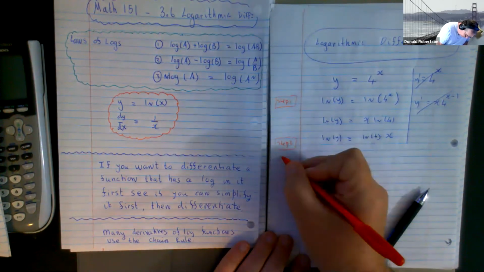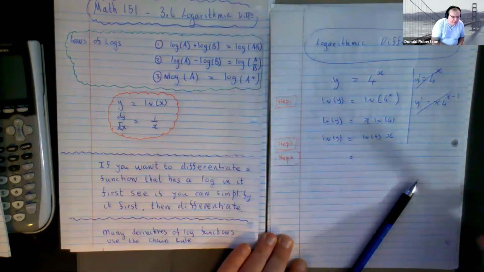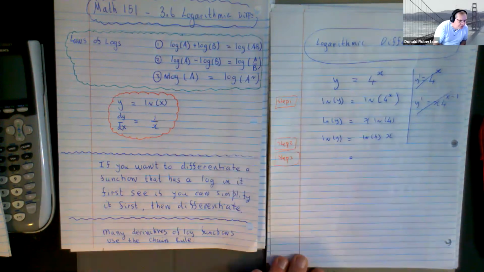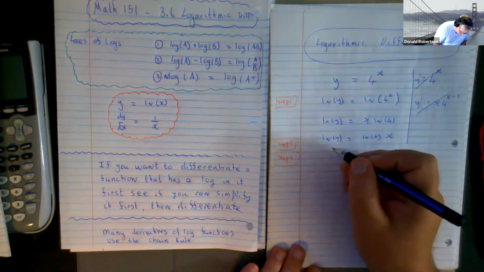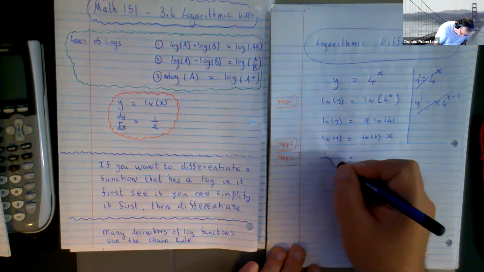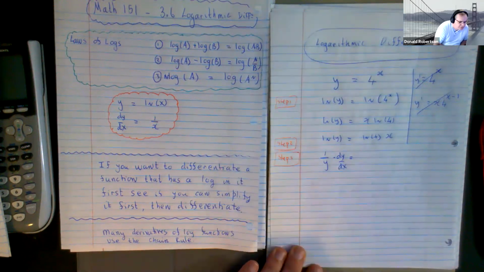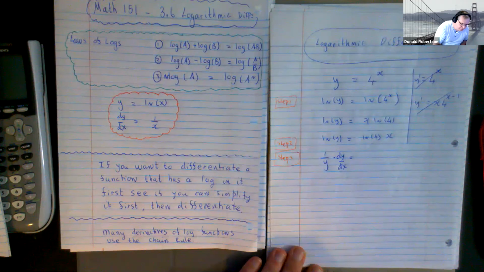Here's step 3 coming now. Implicit differentiation. Differentiate both sides. The reason it's going to be implicit is if you differentiate the natural log of y, don't you get 1 over y times dy by dx? What's the derivative of the natural log of 4x?